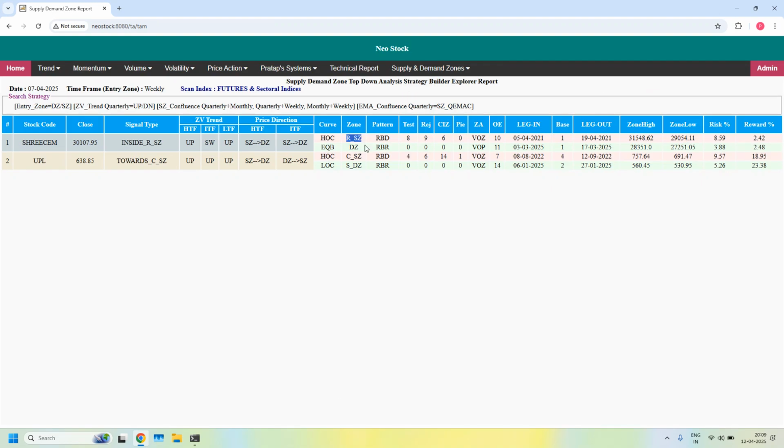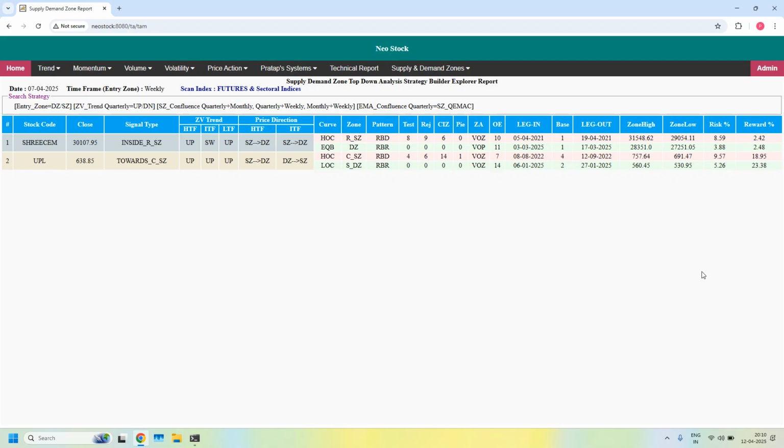Probably these two weekly supply zones might be having much stronger order flows. See, maybe that is the reason why it has already been tested 8 times or maybe 9 times, with rejection count included. UPL is already tested 6 times even though it is pierced once. We can apply pierced zone strategies on UPL, if any strategy is applicable. So this is how we can analyze the stocks.